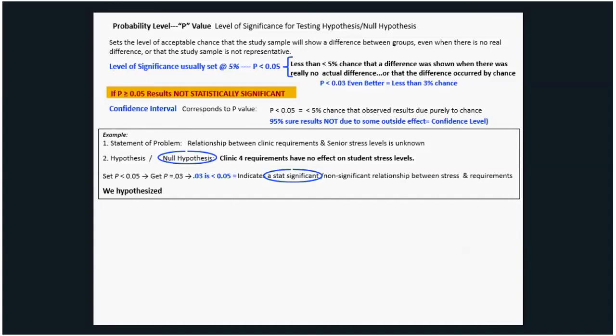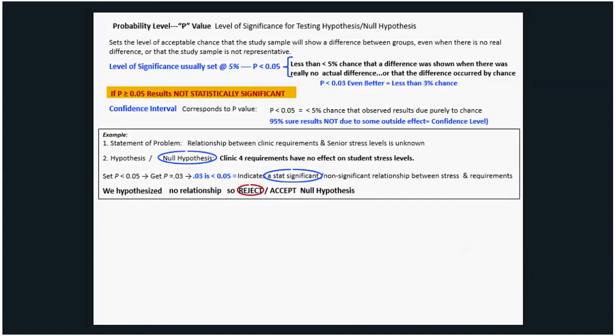Now, we hypothesized that there was no relationship. So we said there's no relationship. Are we going to accept or are we going to reject the null hypothesis that we set up? Okay, 0.03 is less than 0.05. And if we get a p-value that is less than 0.05, there is a statistically significant relationship between the variables that we're looking at. So if we had set up a hypothesis, we'd agree with the hypothesis. But because we said it was null, there's no relationship, and because it is less than 0.05, there is a relationship, we're going to reject the null hypothesis.